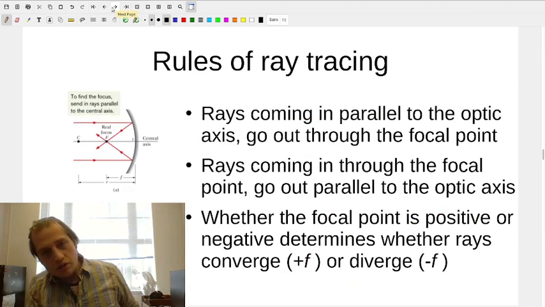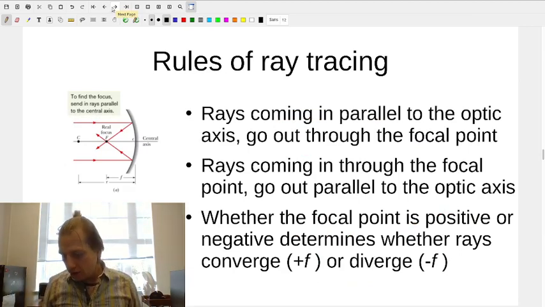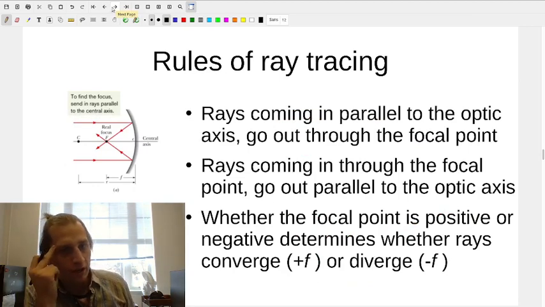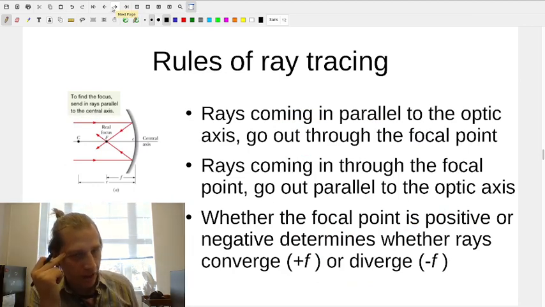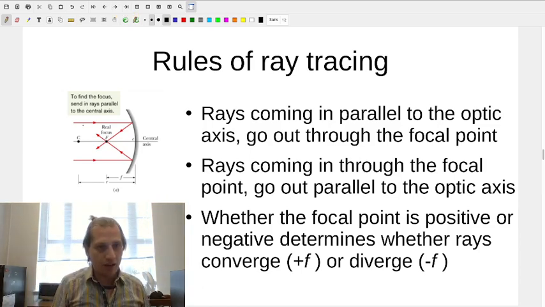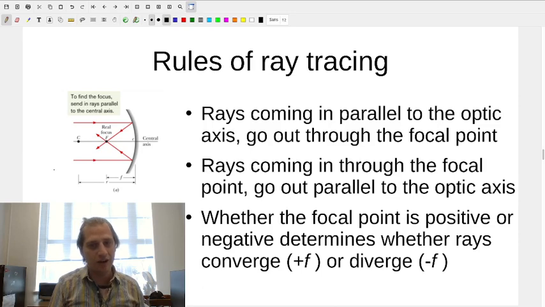So, as a good way of thinking our way through this, we're going to look at a couple examples of what we call ray tracing. And here are the three rules that I'm going to try to focus on for ray tracing. Rays that come in parallel to the optic axis go out through the focal point. Rays that come in through the focal point, so if you went in through here, go out parallel to the optic axis.